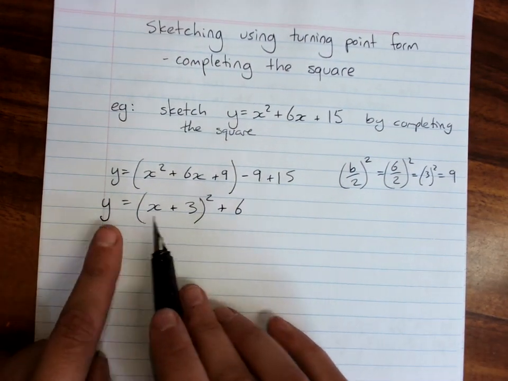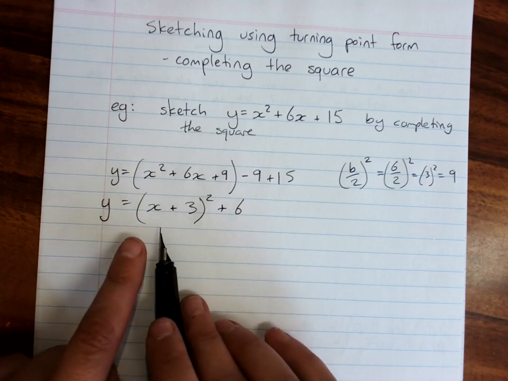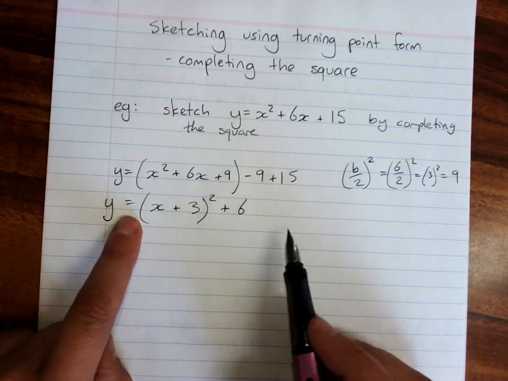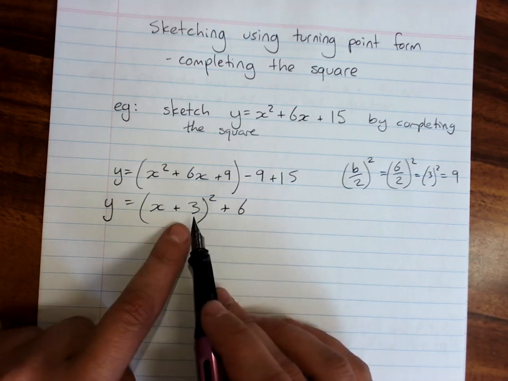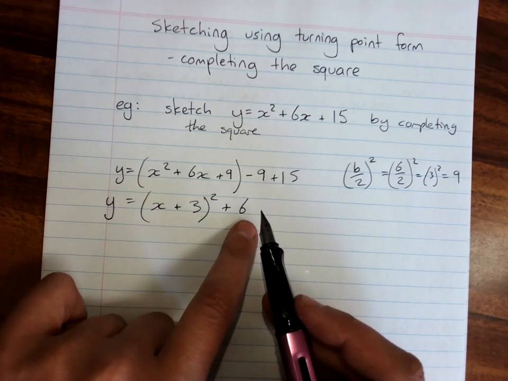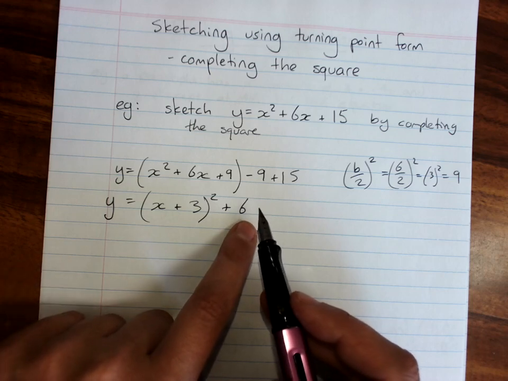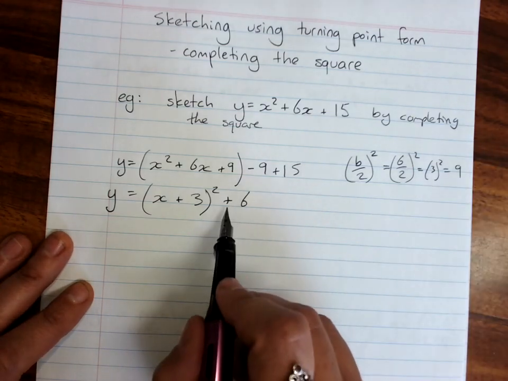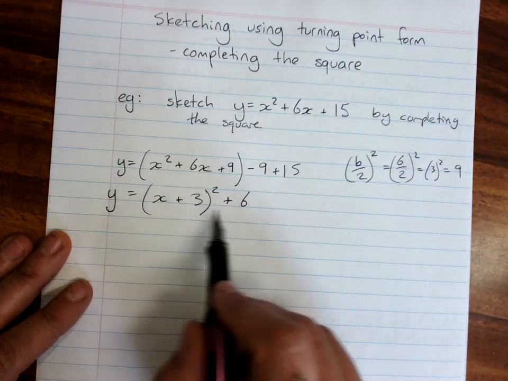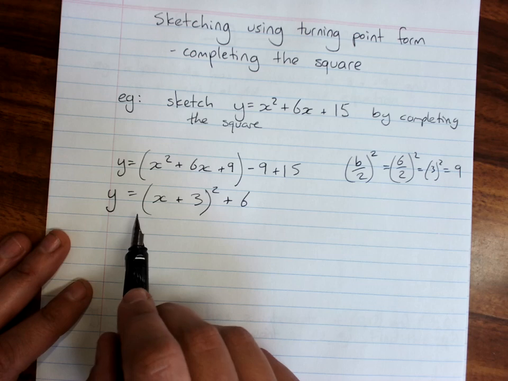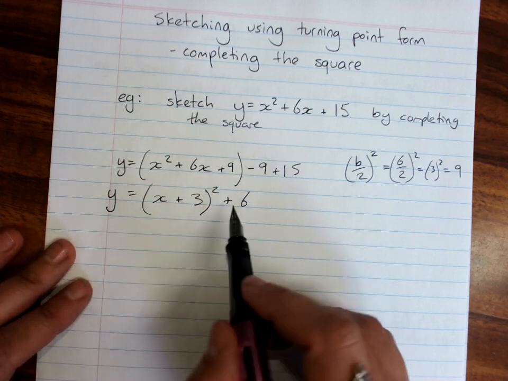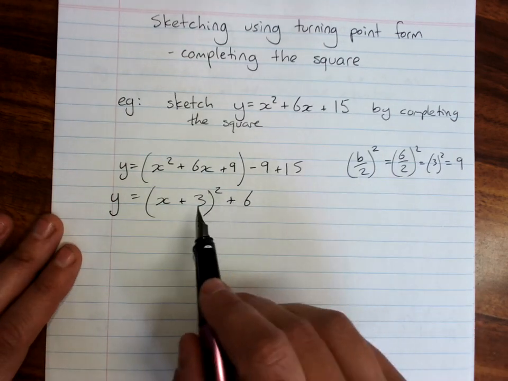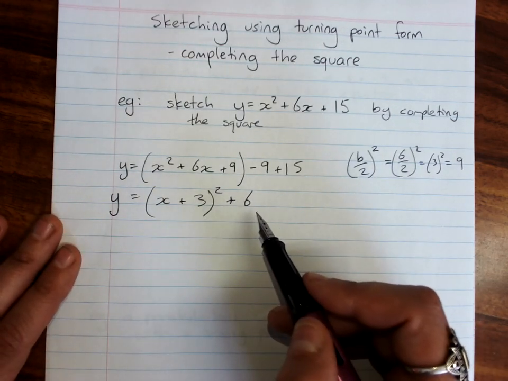It's worth noting that we're now in turning point form. a is obviously 1, it's positive, good. h is negative, and k is positive. Because a is positive, and because k is positive, incidentally, there's no solution to this. So we're not expecting any x-intercepts. If there was a solution, we'd want to get the x-intercepts, probably with exact values, because we had to complete the square.